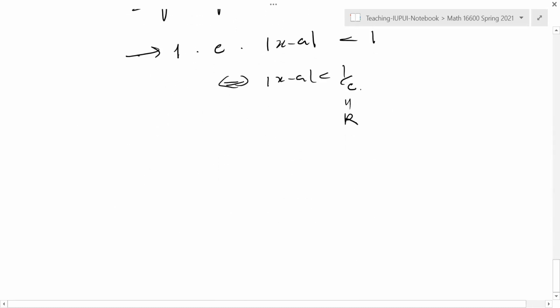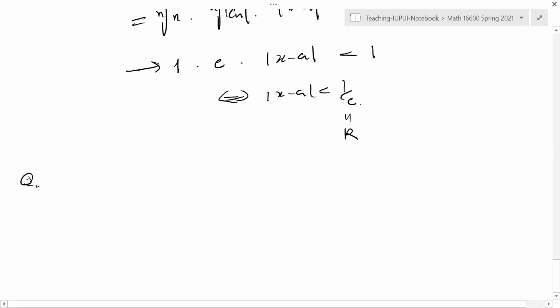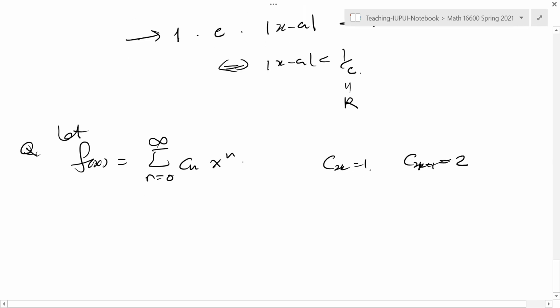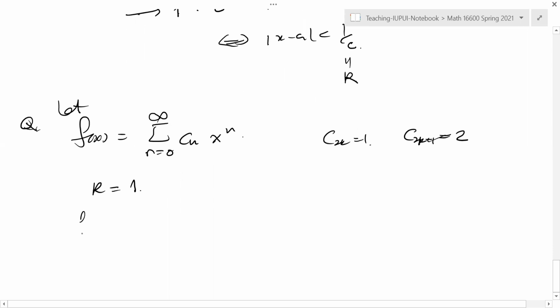All right, this is an interesting problem. So let's go back to the problem here. We define f(x) to be the sum of Cn x to the power n, where C2k equals 1 and C2k plus 1 equals 2. So the radius of convergence is 1. In other words, f(x) is defined on this interval, right?